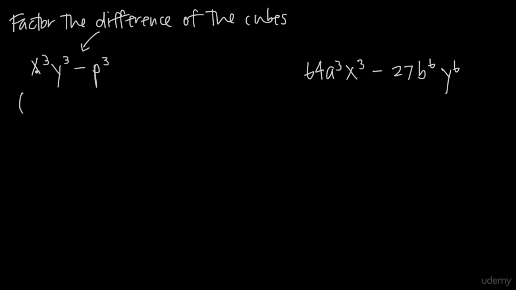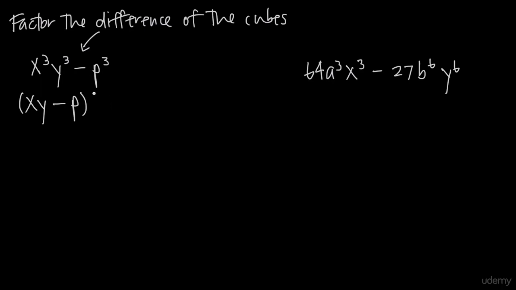So the cube root of x cubed y cubed is xy. The cube root of p cubed is p. We always have a minus sign here as part of our pattern. So this is the binomial term that we're going to factor out of the difference of our cubes.